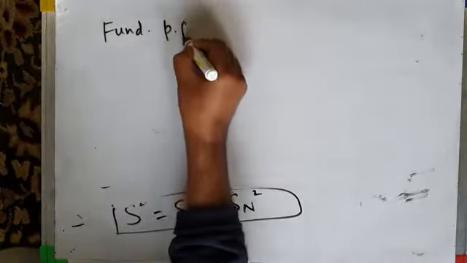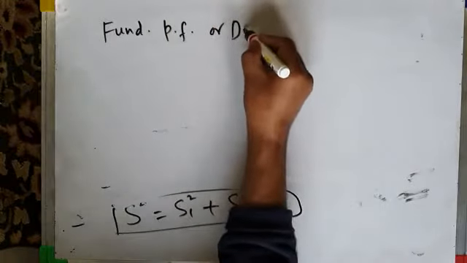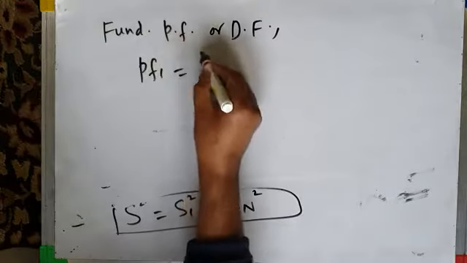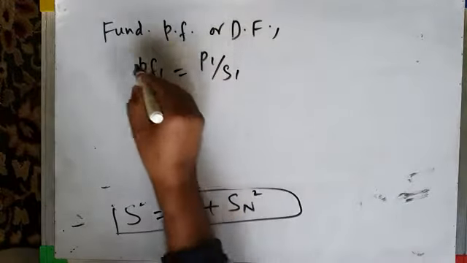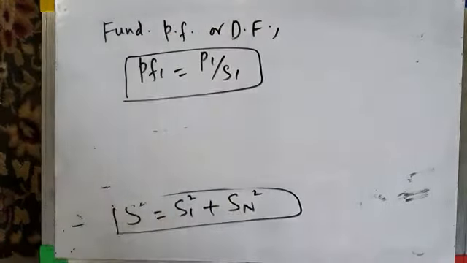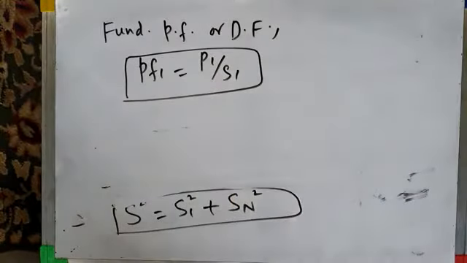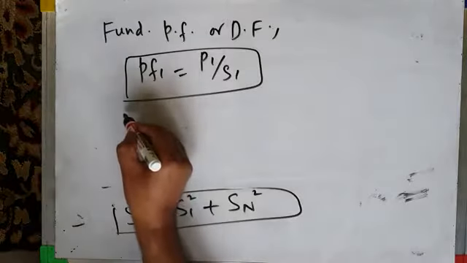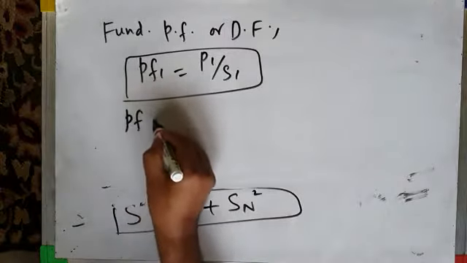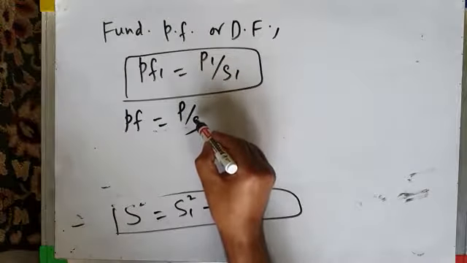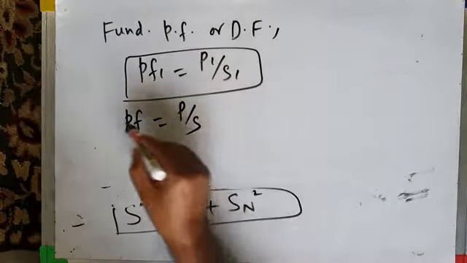Fundamental power factor, or displacement factor, is given by PF1. That is simply P1 by S1, that is, fundamental average power divided by fundamental apparent power. Fine. And what is actual power factor? Actual power factor is P by S: total average power divided by net or resultant apparent power.